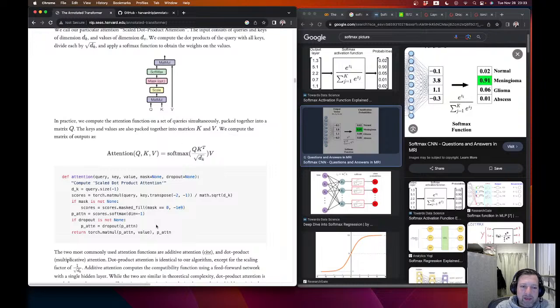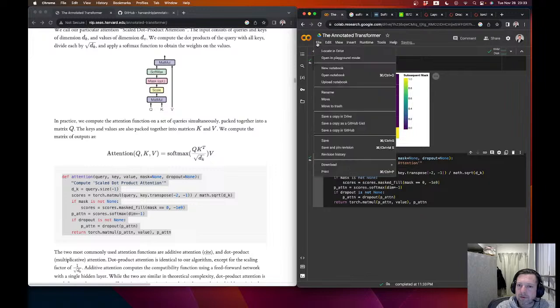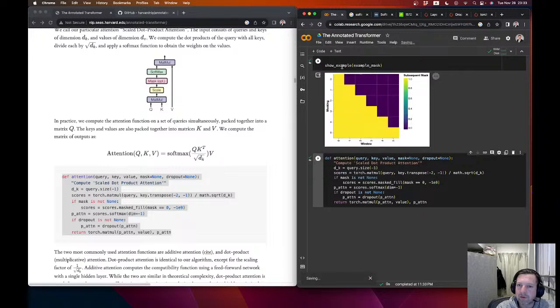Okay, but then it's not clear to me really how... where is the nice picture? I guess these are saved. Save a copy in Drive. Can we save this? I think this should be saved with my account.